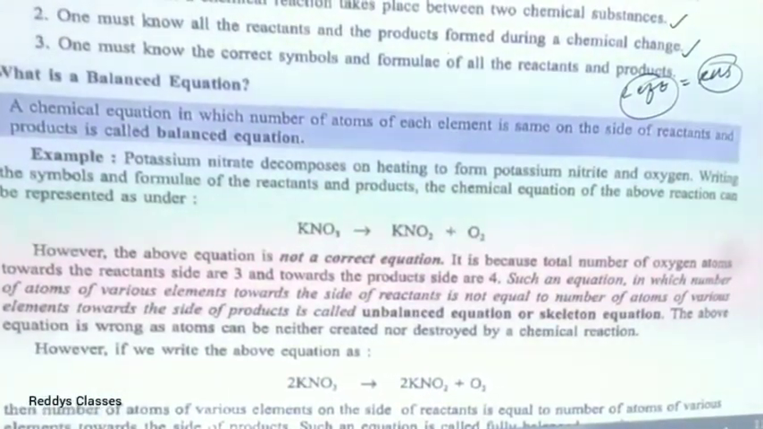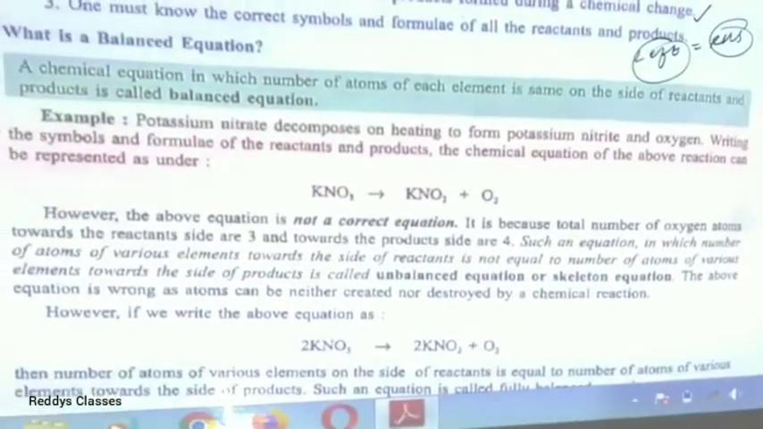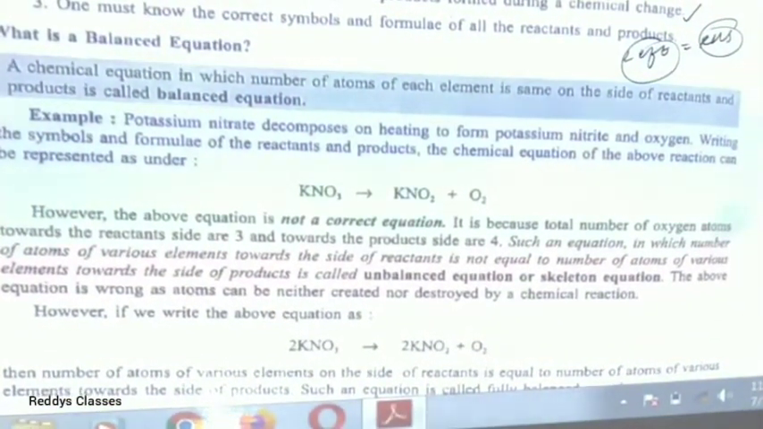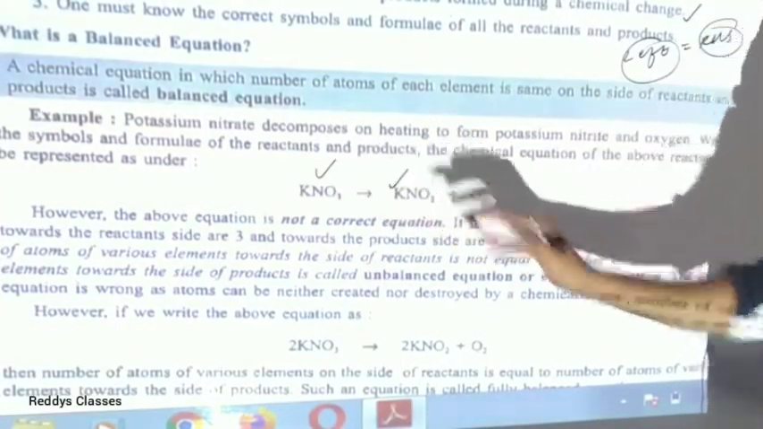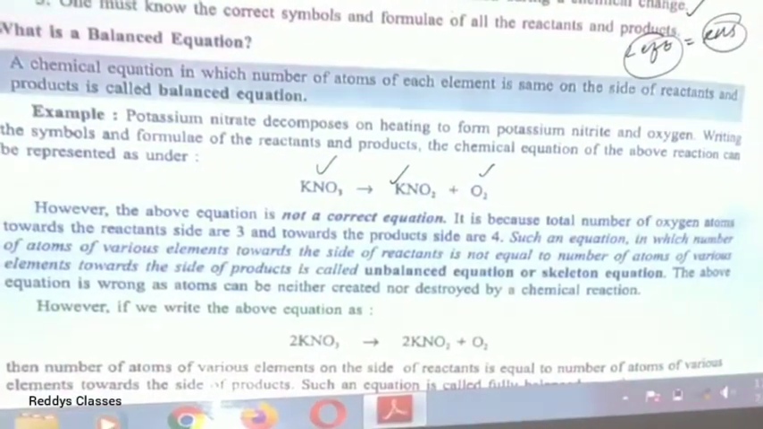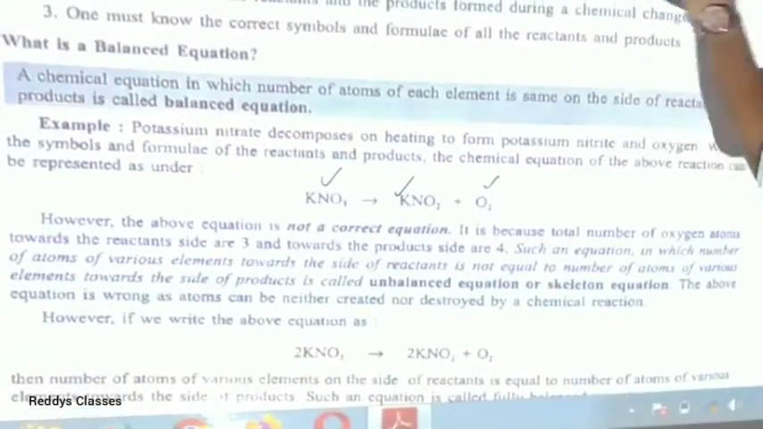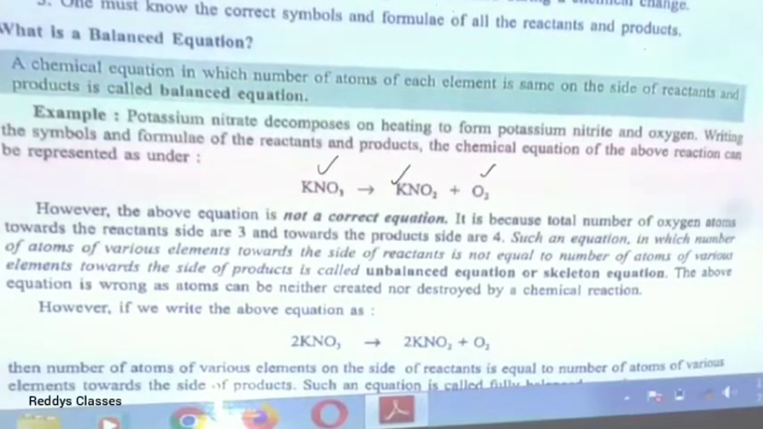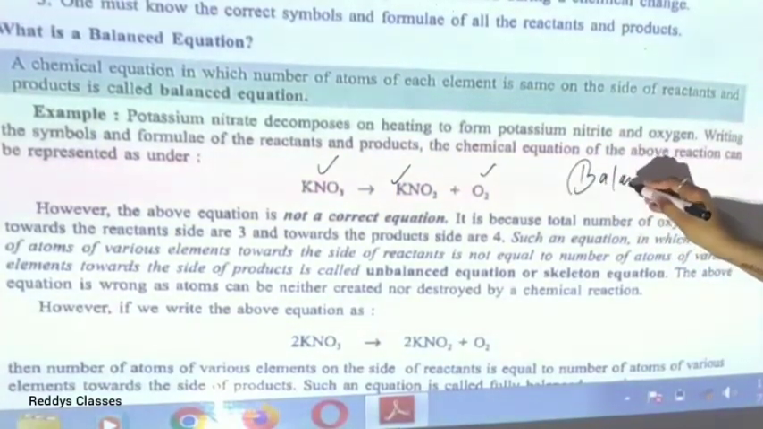We have one example here first. Potassium nitrate decomposes on heating to form potassium nitrite and oxygen. Writing the symbol and formula of the reactant and product, the chemical equation of the above reaction can be represented as given below. Now, however, the above equation is not a correct equation. This is not a correct equation, means it is not balanced yet.